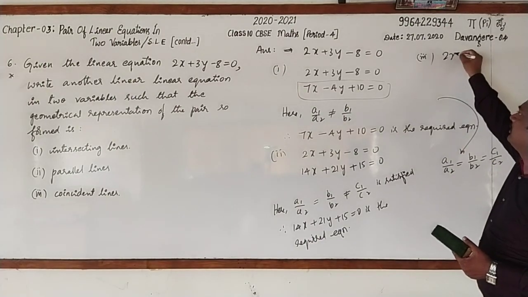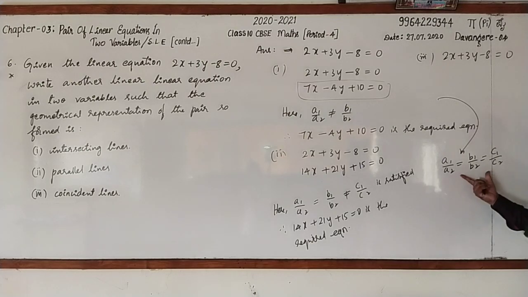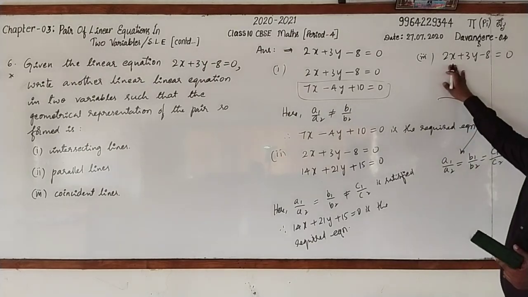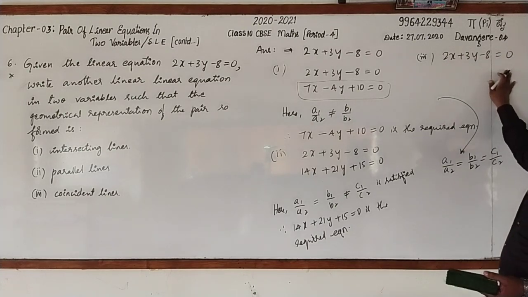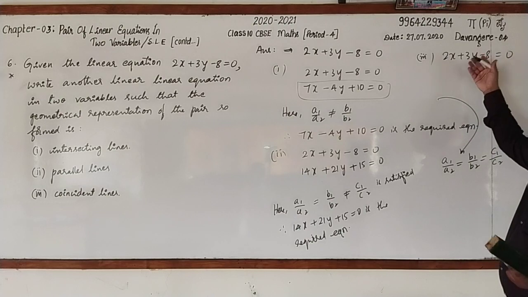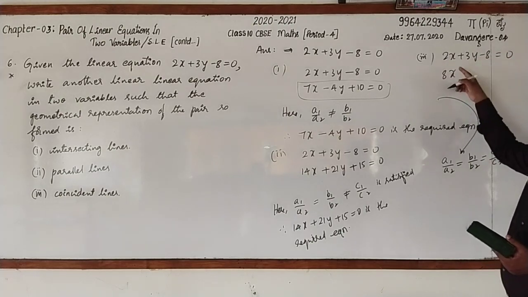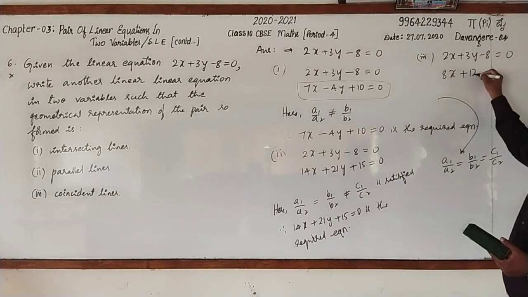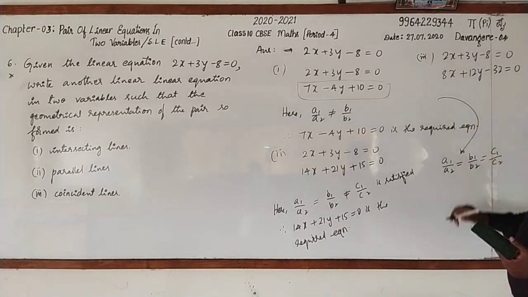First equation they have given is 2x plus 3y minus 8 equal to 0. If we want this condition to be satisfied, then we have to multiply all these terms with the same number. Any number can be taken. If you take 3, 4, 5, whatever it is. I take 4. 4 2s are 8, 8x. 4 3s are 12, 12y. 4 8s are 32. It is equal to 0.